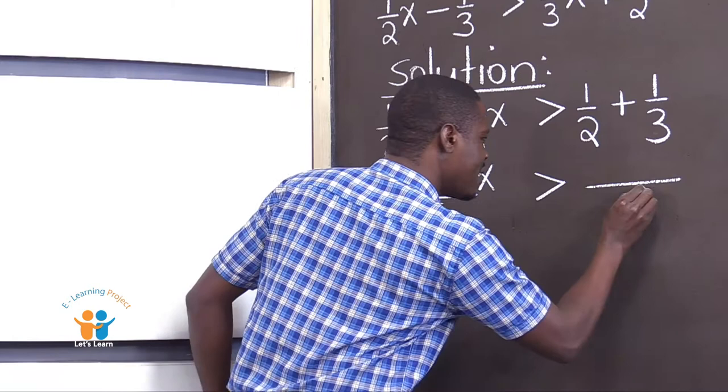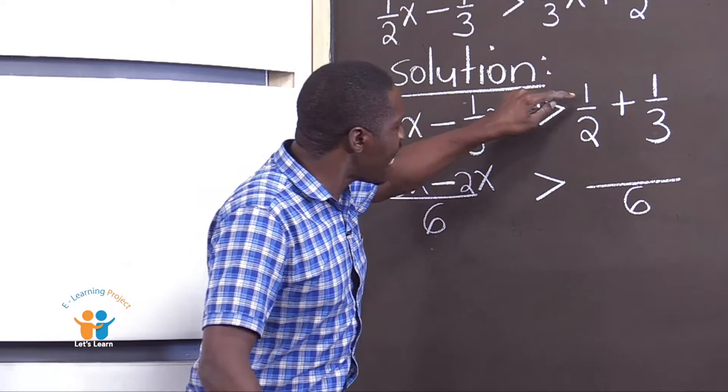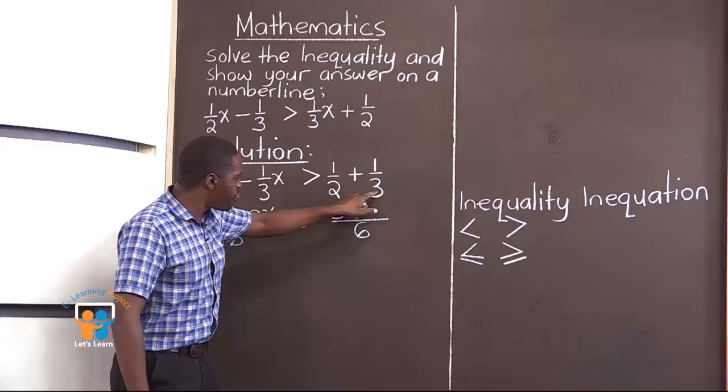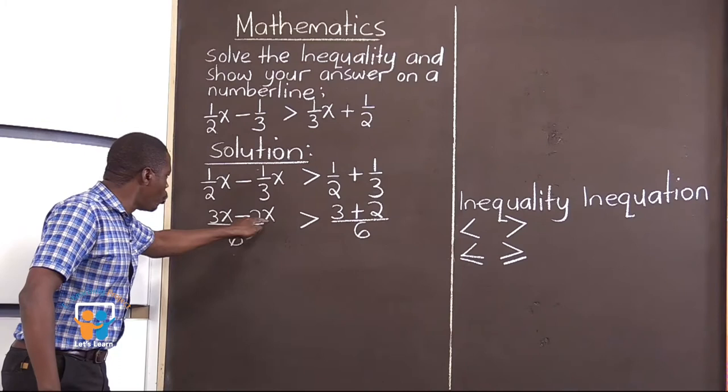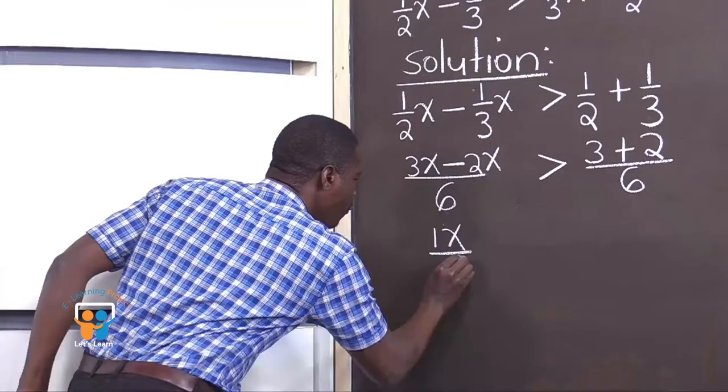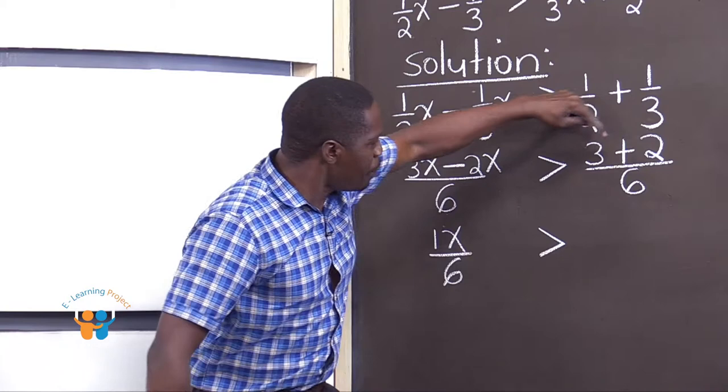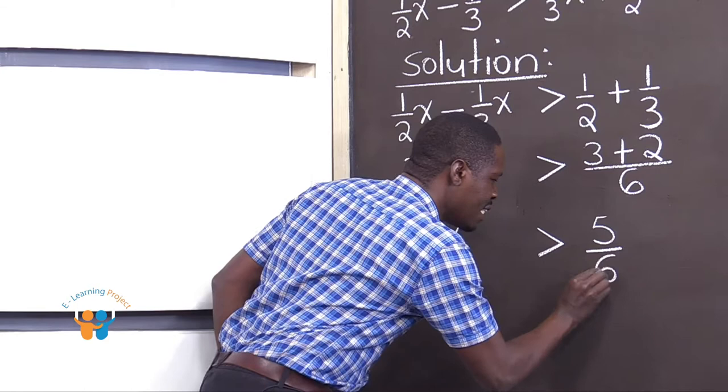6 divided by 2, a 3. 3 times 1, we have a 3. Plus 6 divided by 3, a 2. 2 times 1, a 2. Keep your work neat. Now, collecting like terms here, a 3x minus a 2x, you remain with a 1x. So we have 1x out of 6, which is greater than 3 plus 2, what do you get? We get a 5, which is 5 out of 6. Wonderful. What do we do now here?